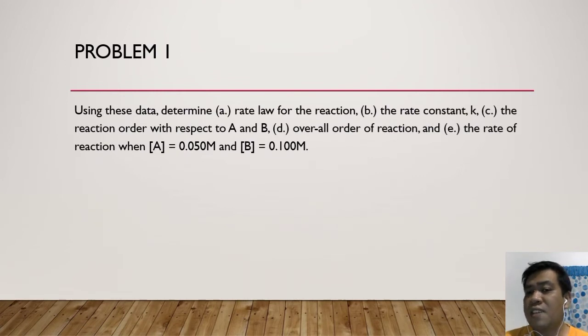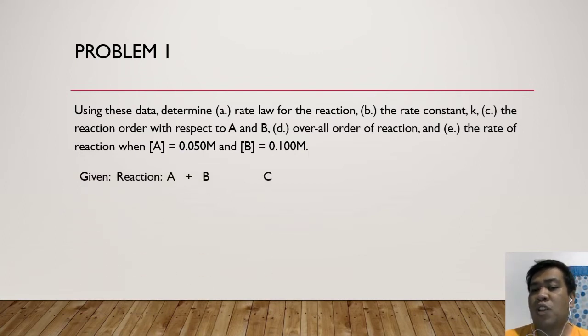So using this data, determine: A, the rate law for the reaction; B, the rate constant k; C, the reaction order with respect to A and B; D, the overall reaction order; and the rate of the reaction when the concentration of A is equal to 0.050 M and the concentration of B is equal to 0.100 M.